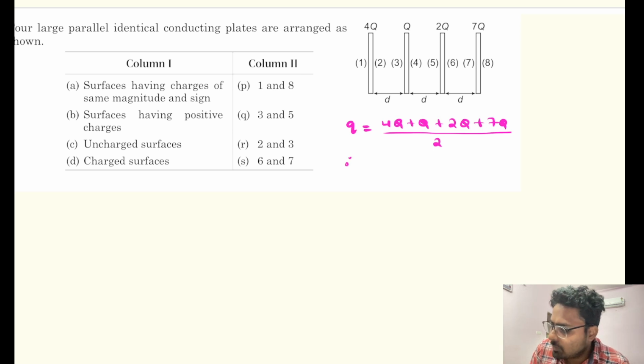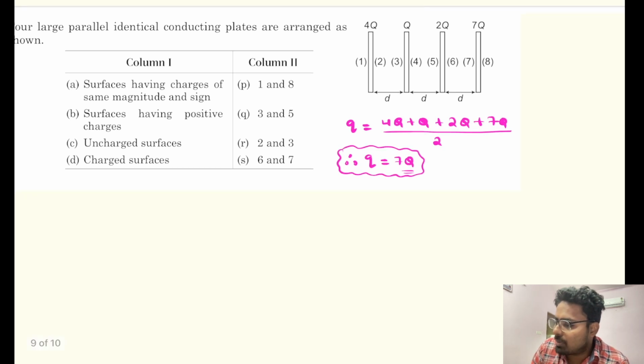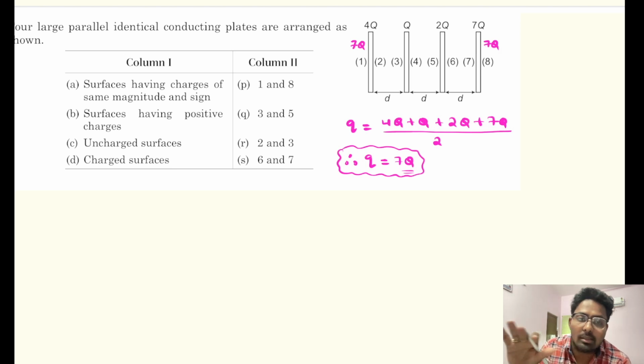Therefore the value of Q I got is 7Q. Once you have the value as 7Q, I hope it's done. So here it will be 7Q, and here it will be 7Q. All the plates are isolated. Once again I am telling you, it's not an average; it is simply the total sum of all the charges divided by 2. So here 7Q is there, so this plate should have 7Q, so automatically here 0 should be there.